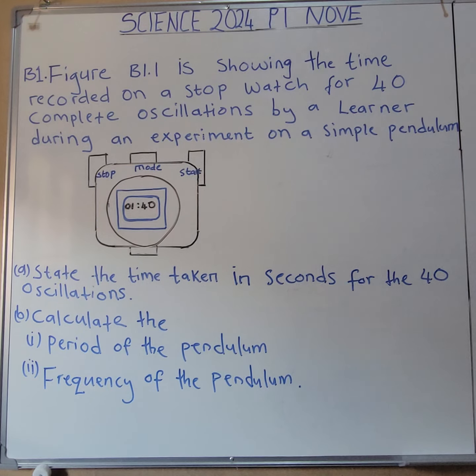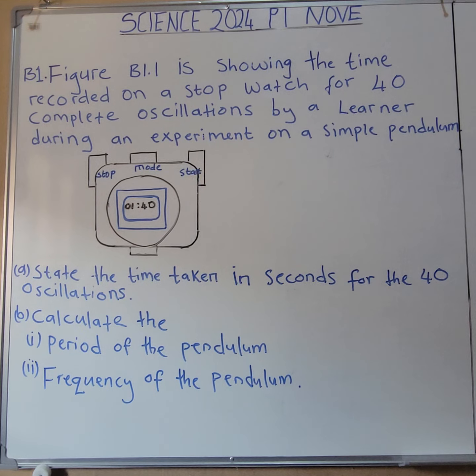What is the question? Figure B1.1 shows the time recorded on a stopwatch for 40 complete oscillations by a learner during an experiment on a simple pendulum. So this is a stopwatch, used to record the 40 complete oscillations by a learner. What do they want us to do? The first thing is to state the time taken, following the stopwatch there.